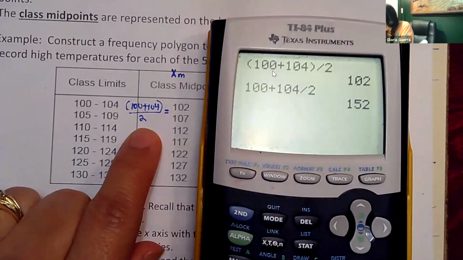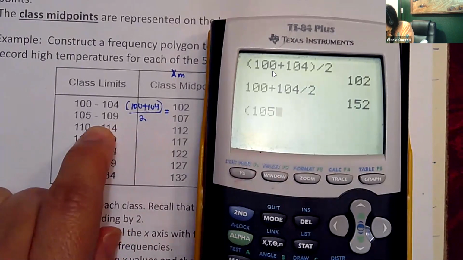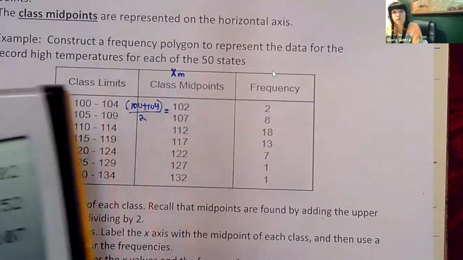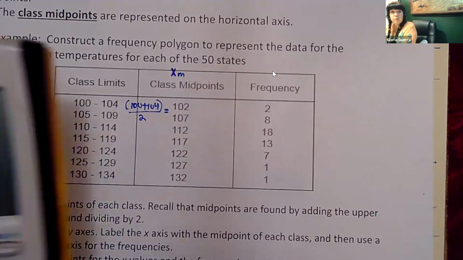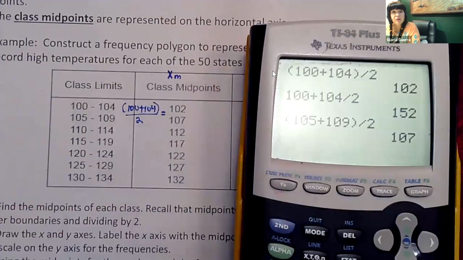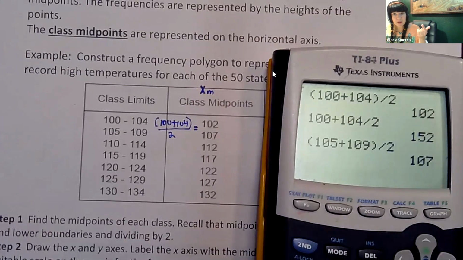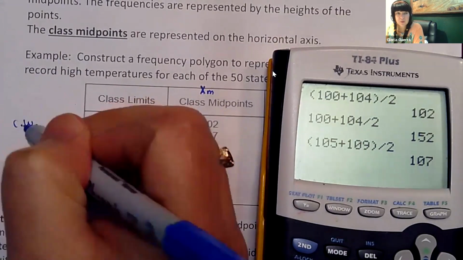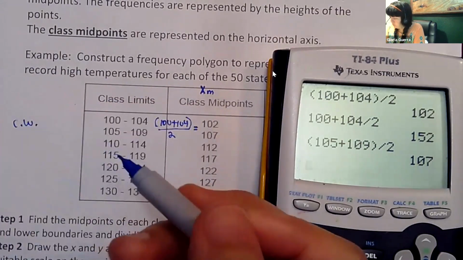The second one, you just say (105 + 109) divided by 2. And you see that gives you 107. And you could actually do that for all the other ones. But the other thing is, similar to how I did a pattern for the class boundaries, there's also a similar idea with the class widths and patterns here for the midpoints.